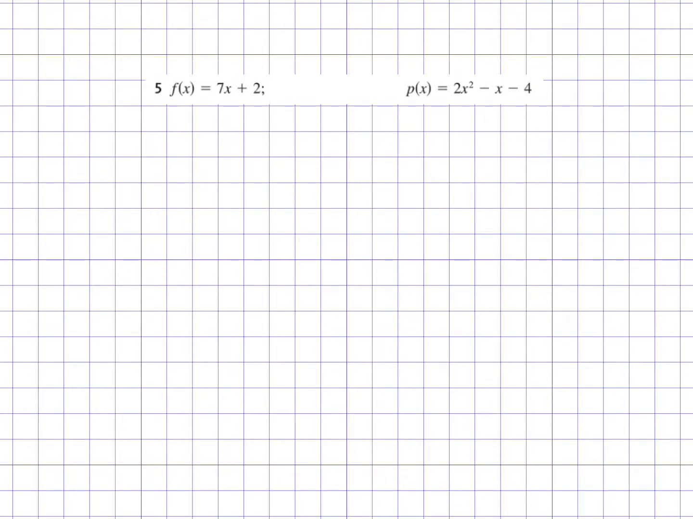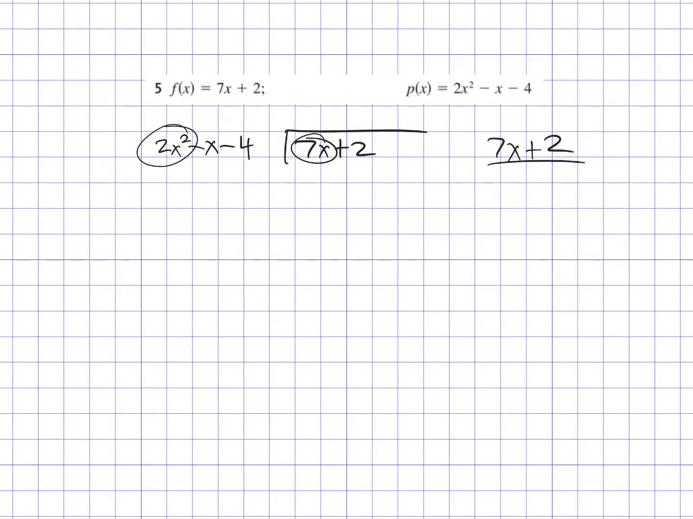Okay, so we have 7x plus 2, divided by 2x squared minus x minus 4. Well, right off the bat, you should notice that the first term is smaller than that first term. So really, 7x plus 2 is the remainder. So here's what it looks like: 7x plus 2 over 2x squared minus x minus 4.